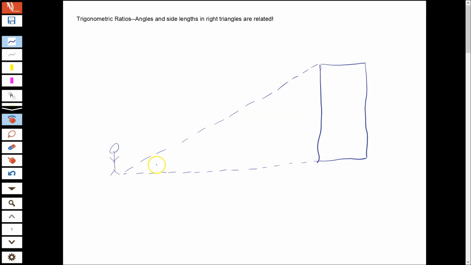So in my picture, if the height of the building is x, and the angle that I'm looking at, we're going to call that theta. Theta is just a Greek letter. You're at the stage in your math career where Greek letters pop up sometimes. Theta is like an x we use for unknown angles. There is a way I can write down a relationship between this angle and this height, and that's what we're interested in this lesson today.